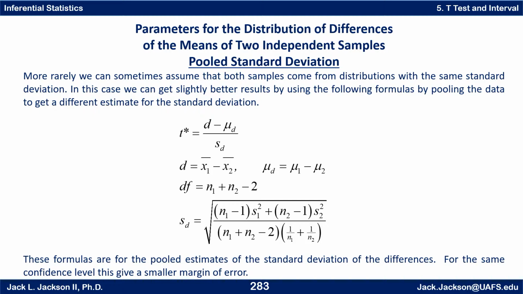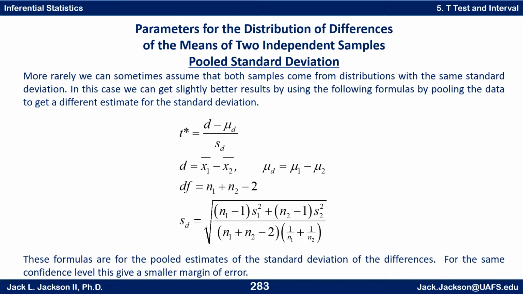If we can reasonably assume that the two independent samples come from distributions with the same standard deviation, then we can get slightly better results by using a formula for the standard deviation of the sample means, which basically considers the data as one big sample when computing the sample standard deviation. The formula for the standard deviation is given above.